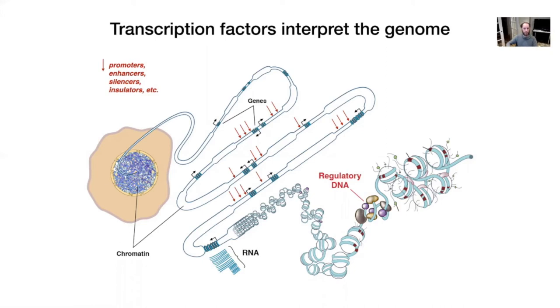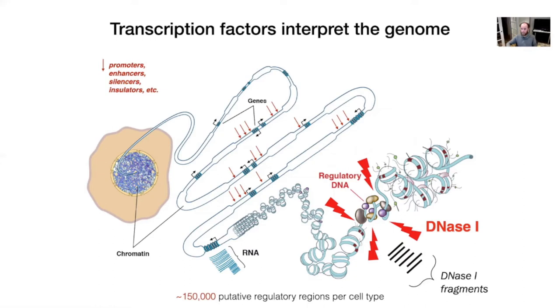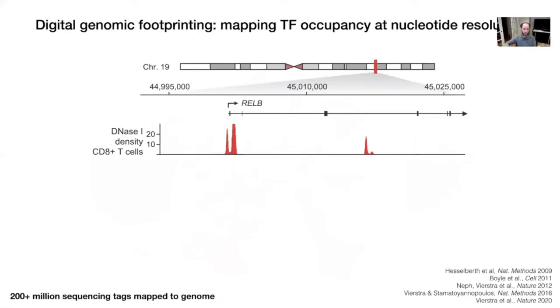To do this, we employ a strategy called DNase1 mapping. Now, over 30 years ago, it was discovered that active regulatory DNA is exquisitely sensitive to cleavage and digestion by the nonspecific endonuclease DNase1. The digestion of chromatin with DNase1 generates small DNase fragments that can be purified and end-sequenced using massively parallel sequencing. Mapping these small fragments back to the genome enables the genome-wide detection of active regulatory DNA.